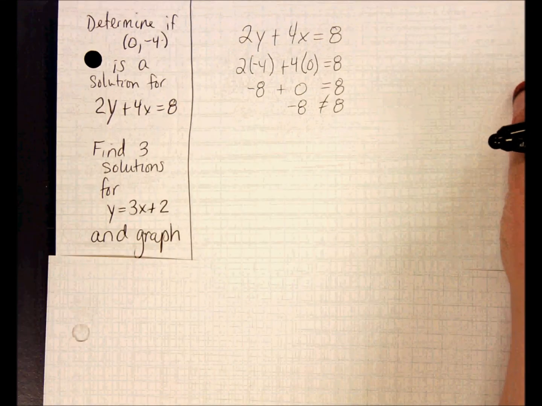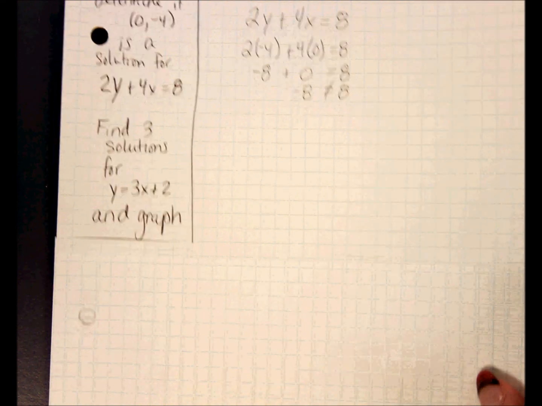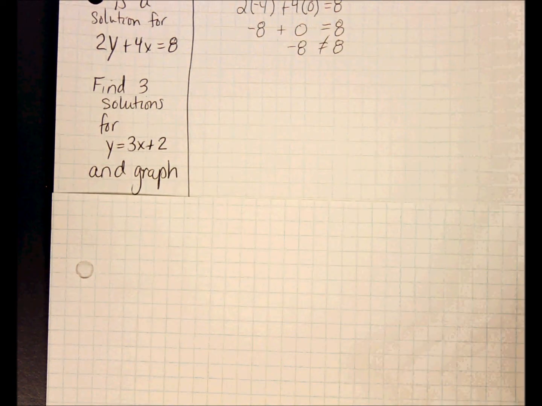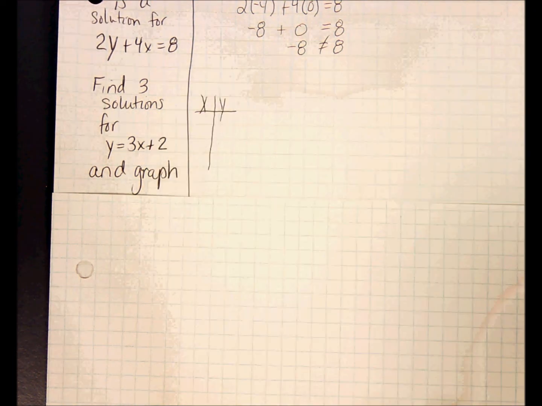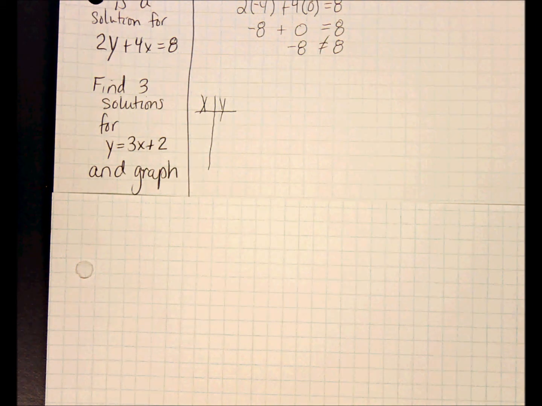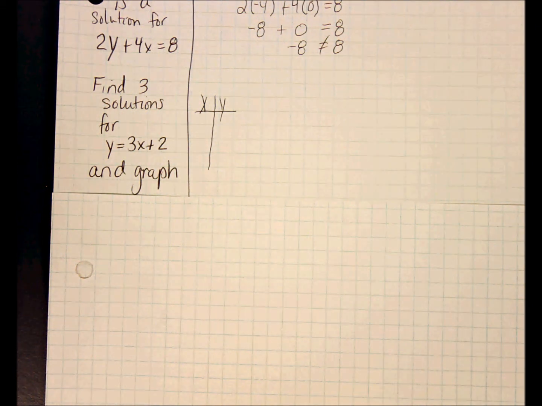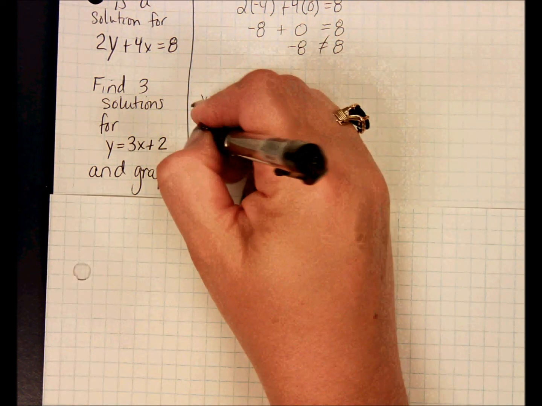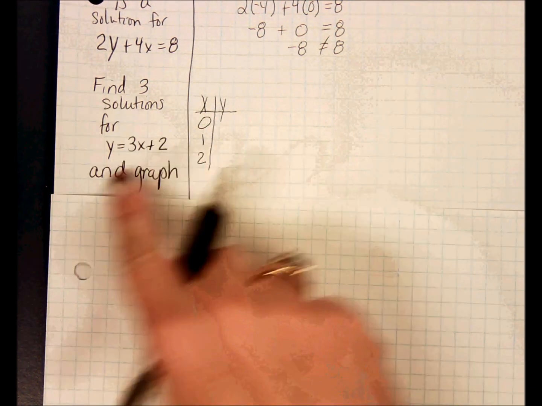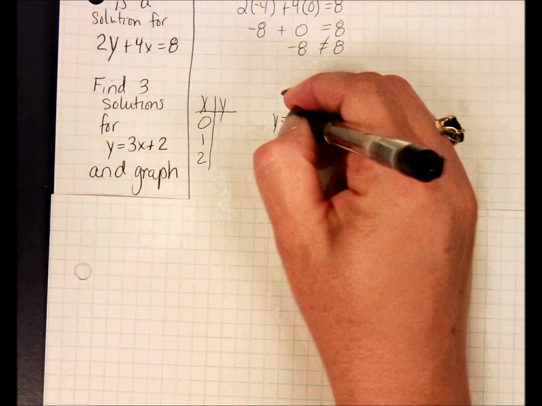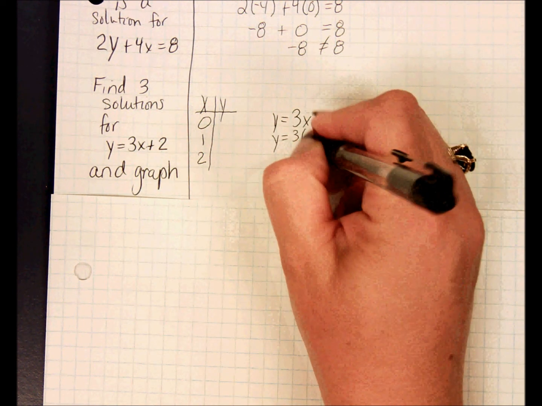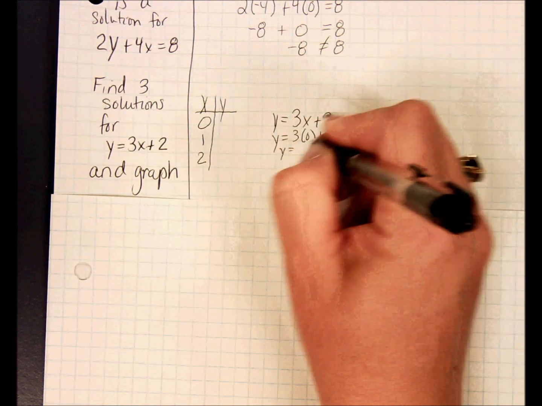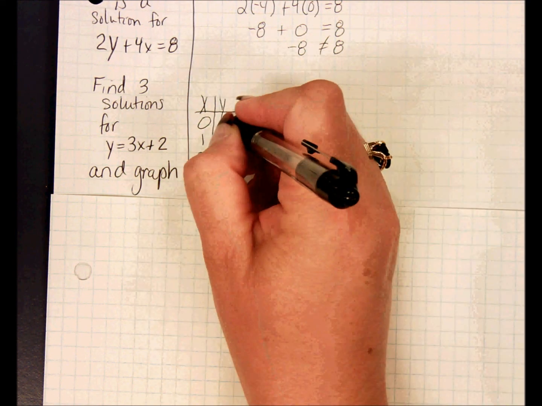Now you guys were asked then to find 3 solutions for another equation and then graph it. When we do that, you use a t-chart. You can pick anything you want. You could pick what the x's were going to be, what the y's were going to be, but whatever you pick, you put into the equation and find the other half. So for example, I like to use 0, 1, and 2. First we take our equation, y equals 3x plus 2. We plug in x is 0. So 3 times 0 plus 2. And what I get is 0 plus 2, so y is 2.